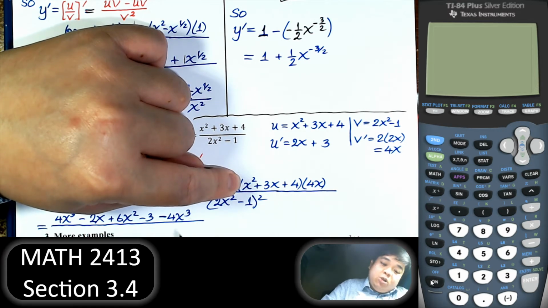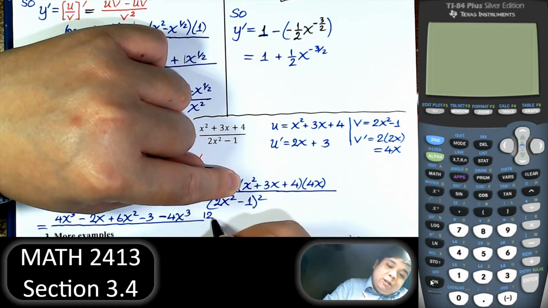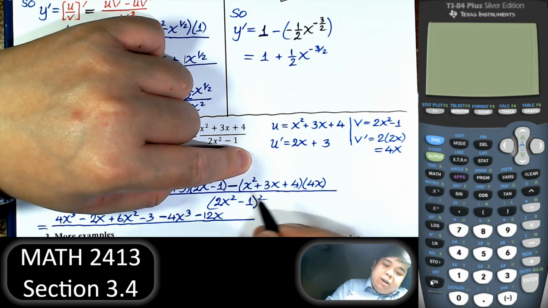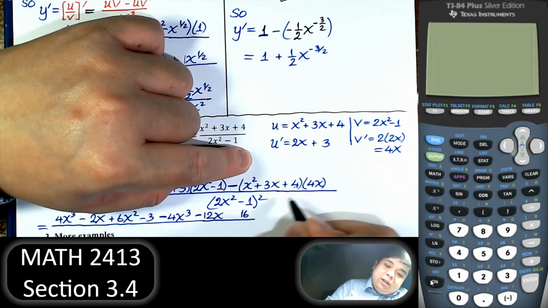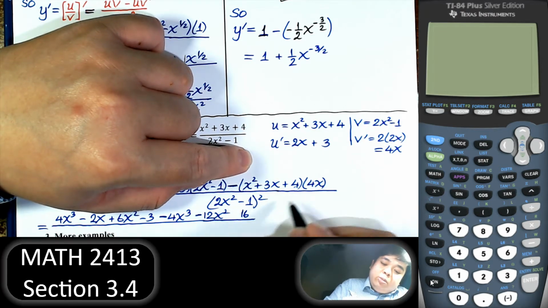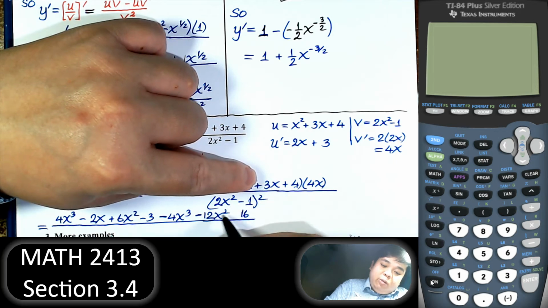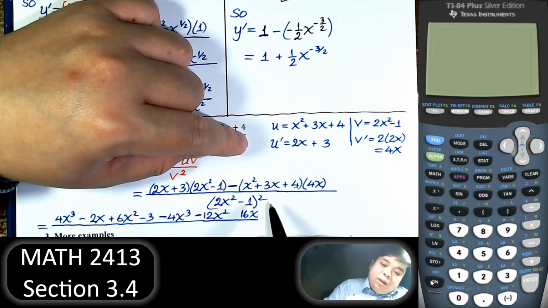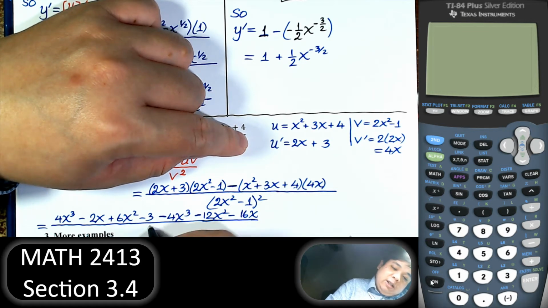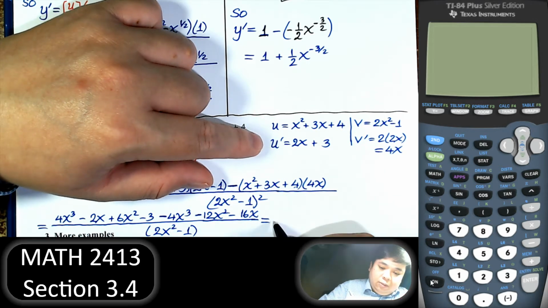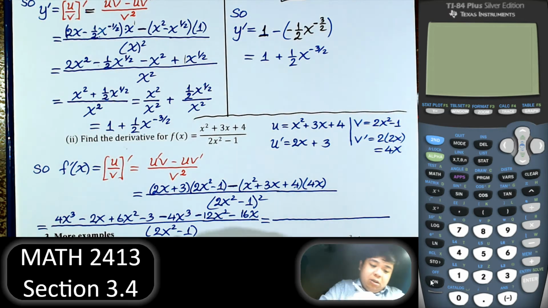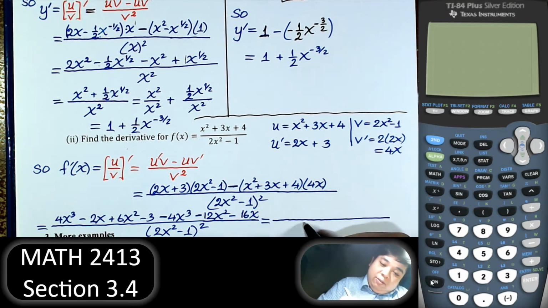3x times 4x, that's 12x squared, but with the negative. 4 times 4x, that will be 16x, again with the negative sign. The bottom, 2x squared minus 1. Right, combine like terms. And don't forget to square at the bottom.